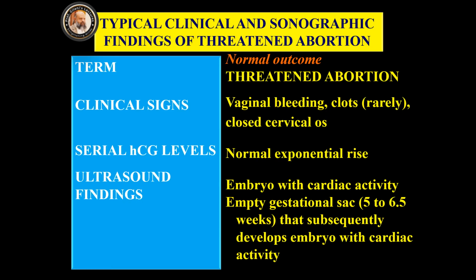The typical clinical and sonographic findings of the threatened abortion. Let's see it again: vaginal bleeding, clots rarely, and closed cervical os on ultrasound. The serological hCG levels are normal with exponential rise, and on ultrasound there will be an embryo with cardiac activity, or an empty gestational sac which is 5 to 6.5 weeks that subsequently develops an embryo with cardiac activity.